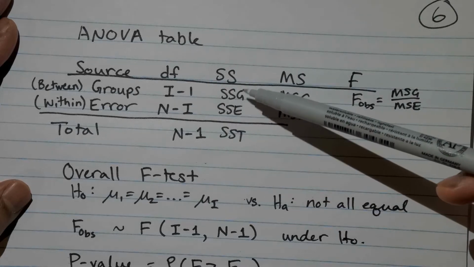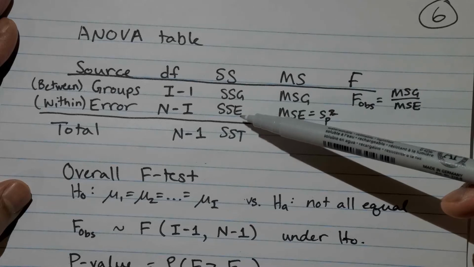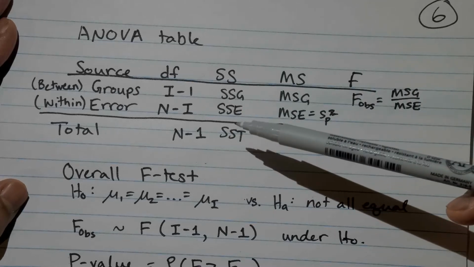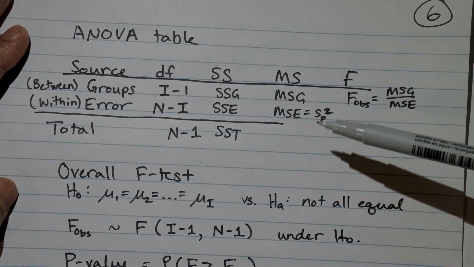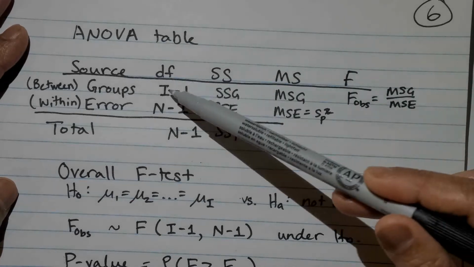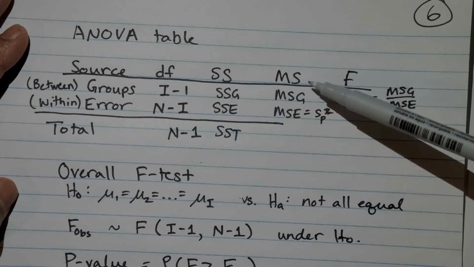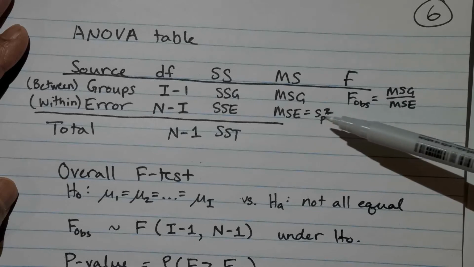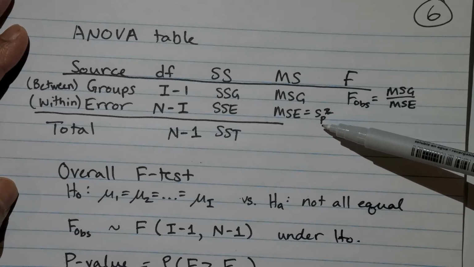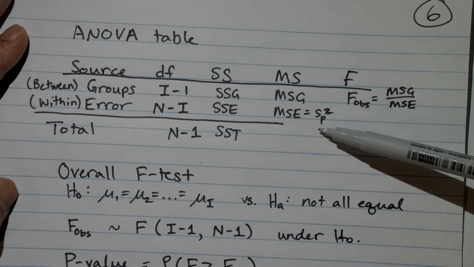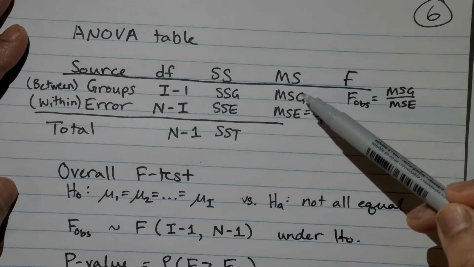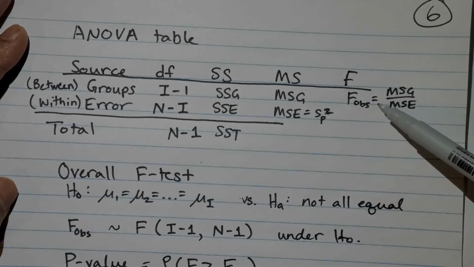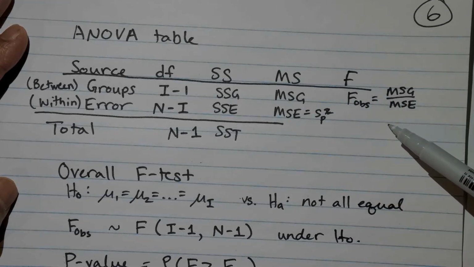We can also calculate our sum of squares group, our sum of squares error, and sum of squares total. Those should sum up to the sum of squares total, because that's the partitioning that we're doing. And then the ratio of the sum of squares over the degrees of freedom gives us the mean square for the groups and for the error. And the mean square error is, in fact, the pooled estimate of variance. And then when we take the ratio of the mean square group over mean square error, we get our observed test statistic, F.